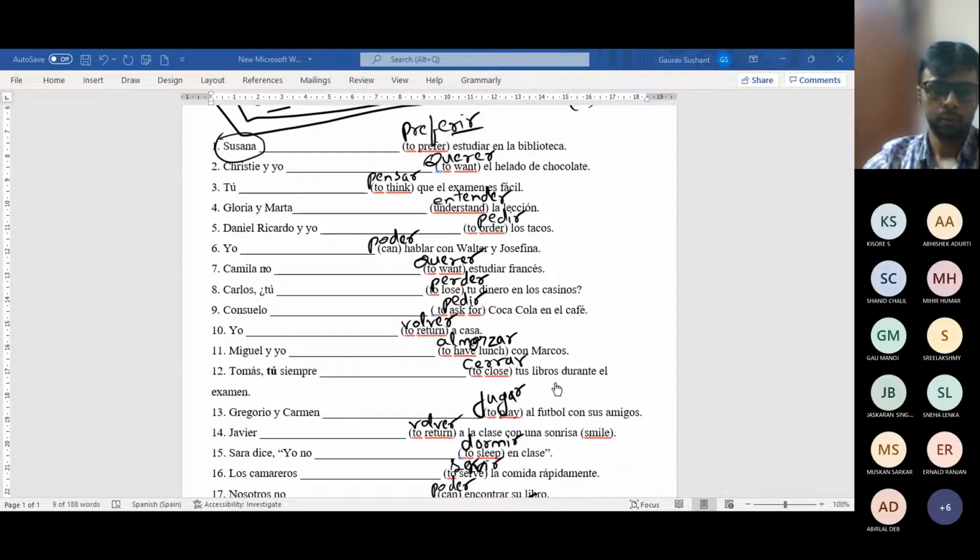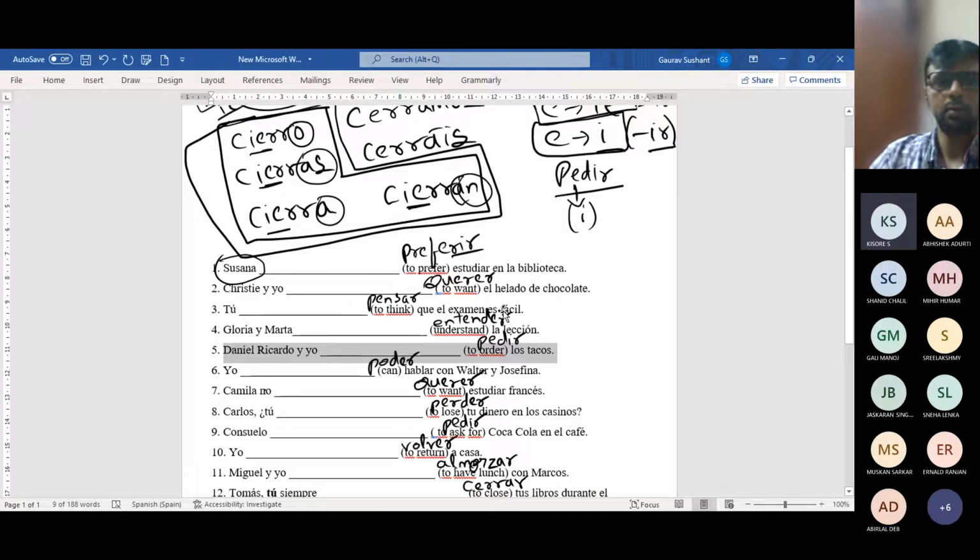So it is 3:15. Let us start the discussion. Kishore, can you start with the first one, number one? Susana prefiere estudiar en la biblioteca. Susana prefiere.